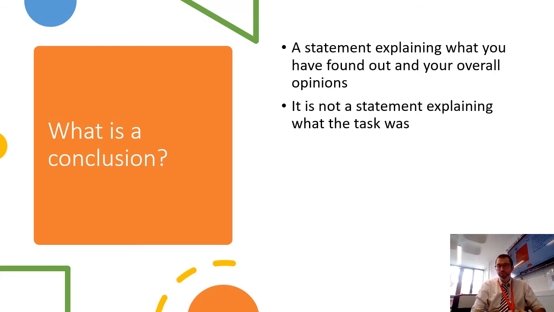A conclusion is a statement where we're going to explain what we've found out and our overall opinions on what we found out. What it isn't is a statement saying what you've done. So it's not a statement saying, on this page I have looked at an existing product, or on this page I've made a mood board. I don't need to know what you've done, and that's clear to see. What we need to see here is how that is going to be useful to you moving forward.